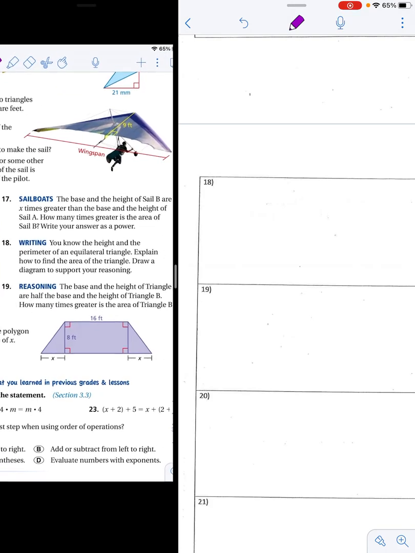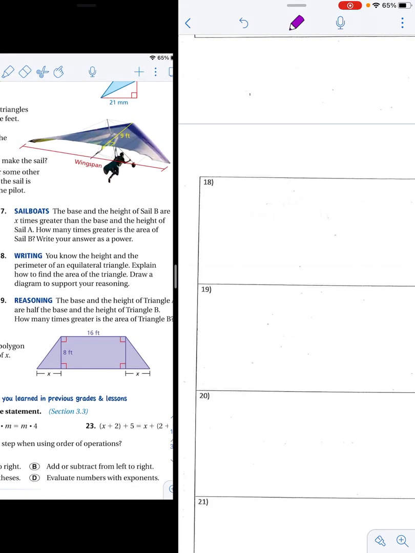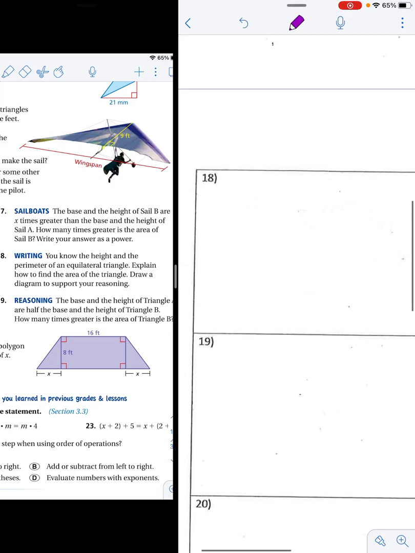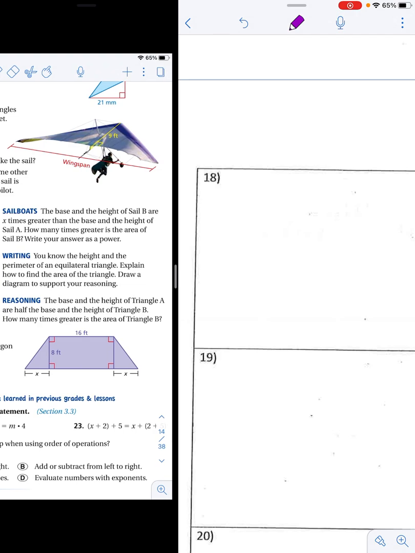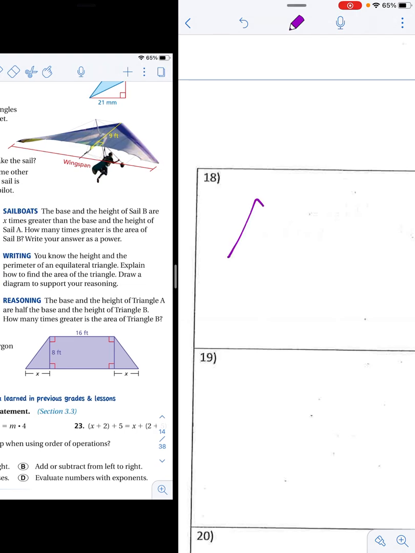18. 18 says, you know the height and the perimeter of an equilateral triangle. Explain how to find the area of the triangle. Okay, so this one, just FYI. You know the height, the perimeter, equilateral triangle. Equilateral means all sides are the same. So let's just pretend it's 4 centimeters by 4 centimeters by 4 centimeters because equilateral, all sides are the same.